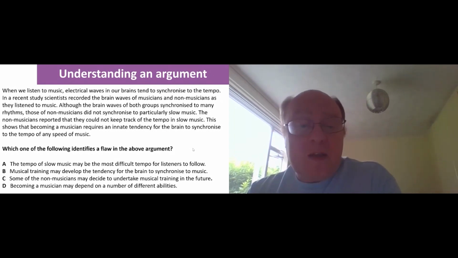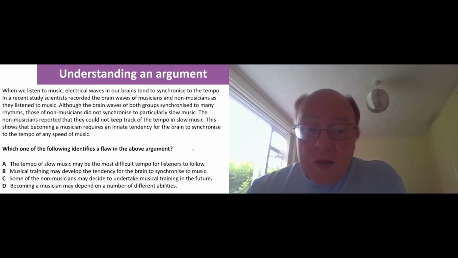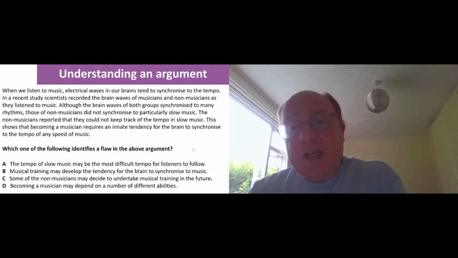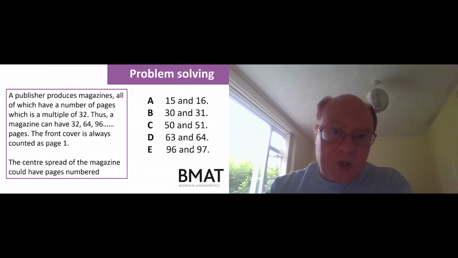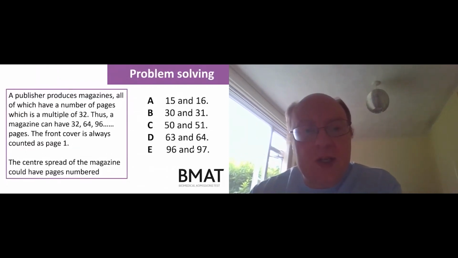The flaw that is identified in the argument is that it presumes that musical training is irrelevant. It's only natural ability that allows you to synchronize to music, whereas B is actually proposing that it may be that musical training helps to develop the ability and tendency for the brain to synchronize to music. So I'll move on to a problem-solving question now.